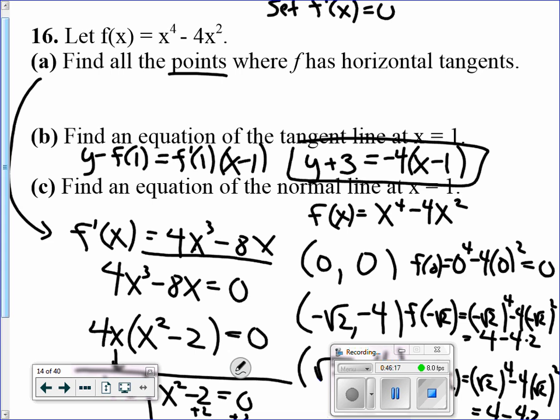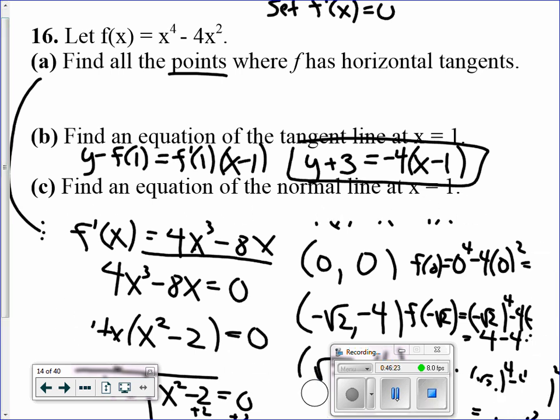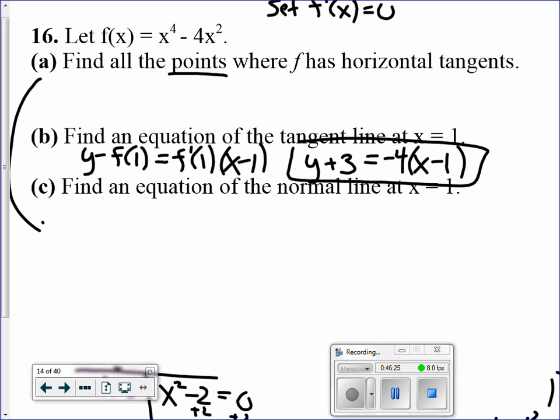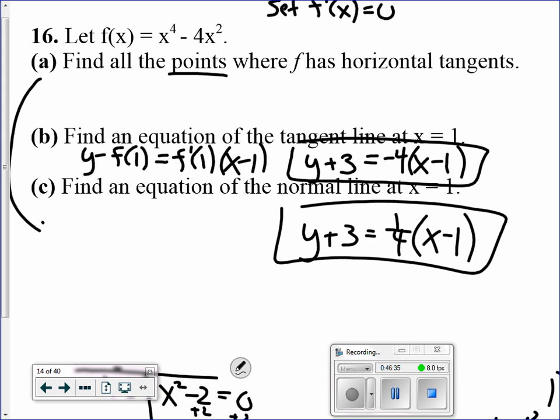And then find the equation of the normal line. Let me just erase all this. Once you have the equation of the tangent line at a value, the normal line is the same, but because it's perpendicular, just the slope will be different. It'll be the negative reciprocal, so it'll be positive 1/4. And that'll be the answer to C.